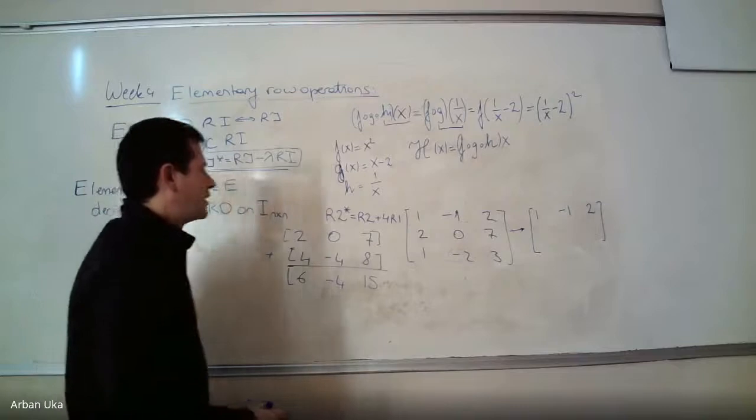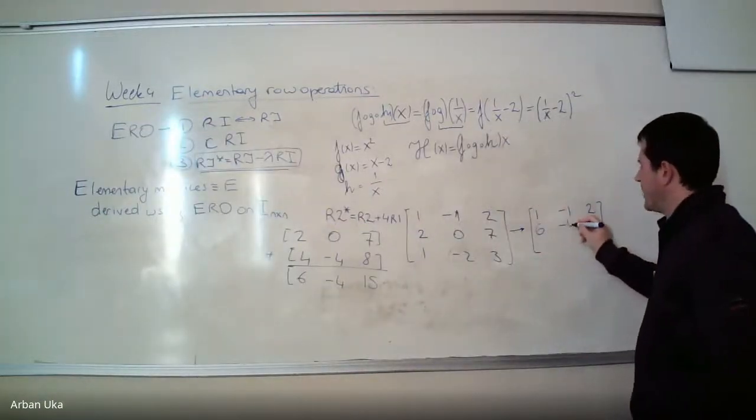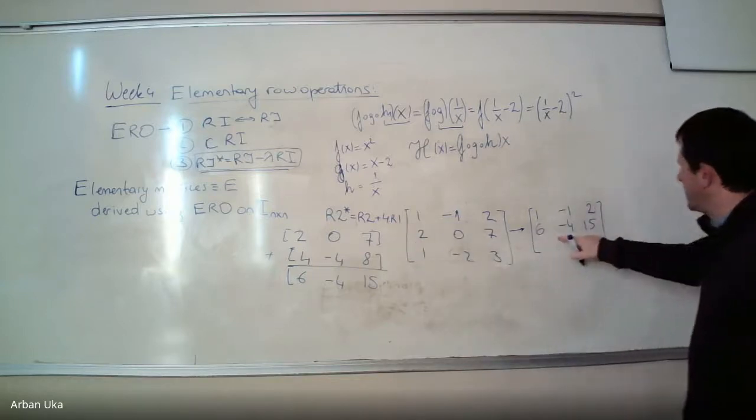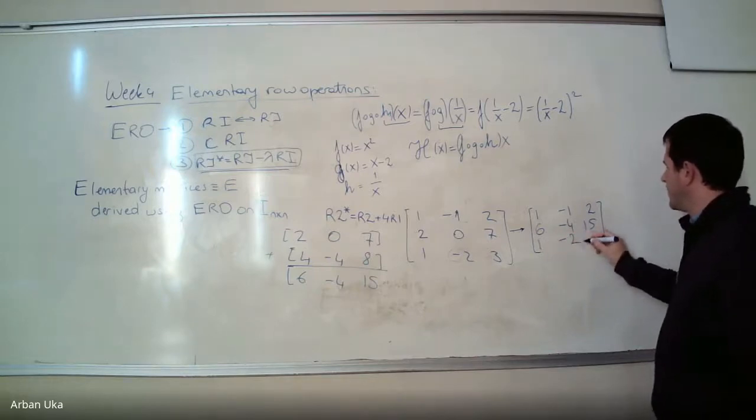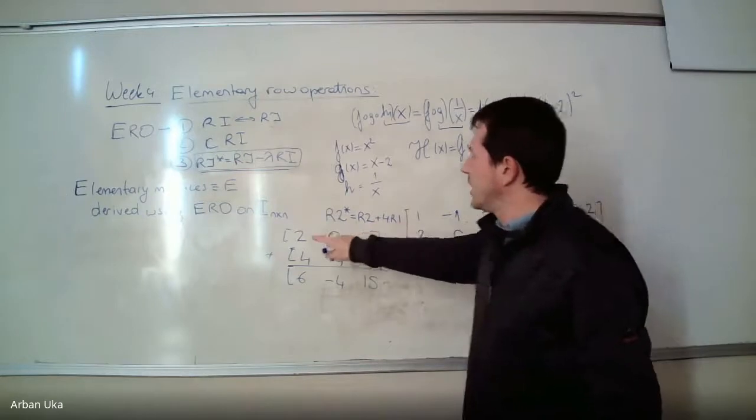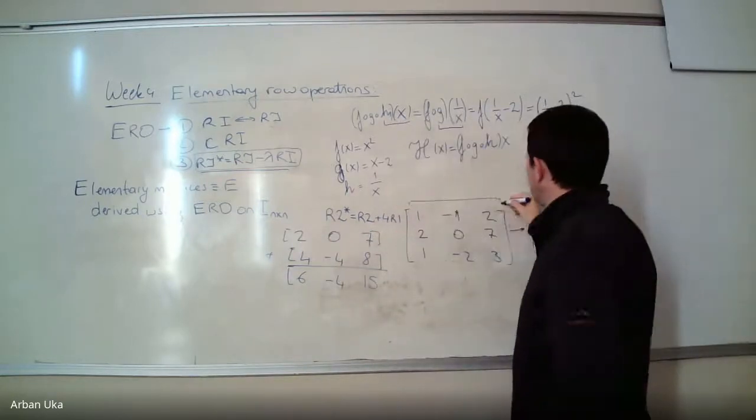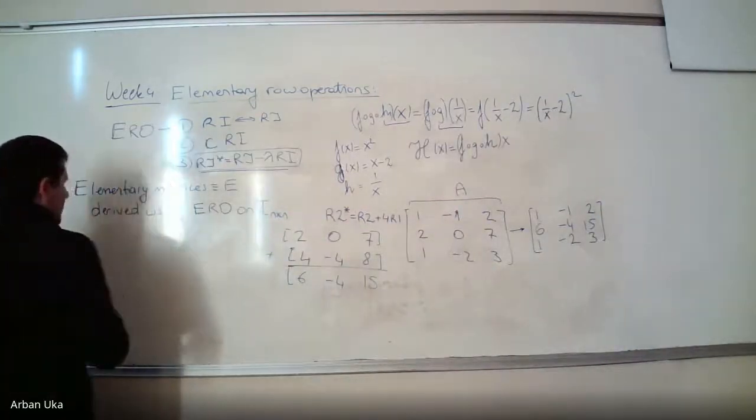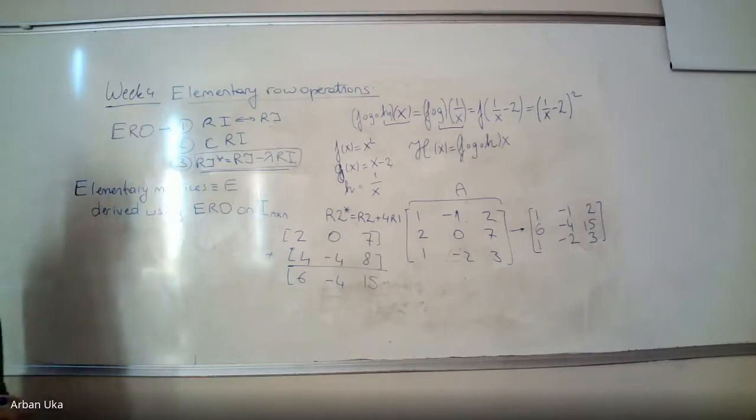So we get here 6, minus 4, 15. So this is how we apply it. We write it down immediately here. Then we get 1, minus 2, 3. So this is an elementary row operation, ERO. But we did this on a matrix A. Okay? This is a matrix A. Now let's see, what is the elementary matrix that we are talking about?